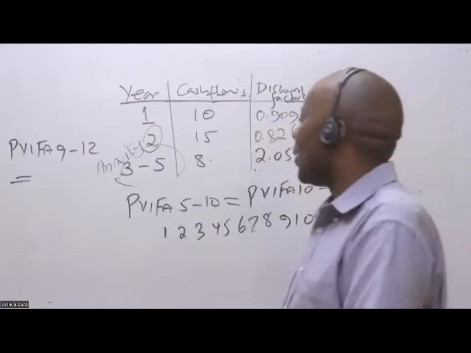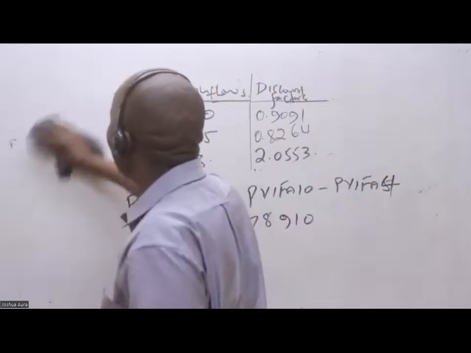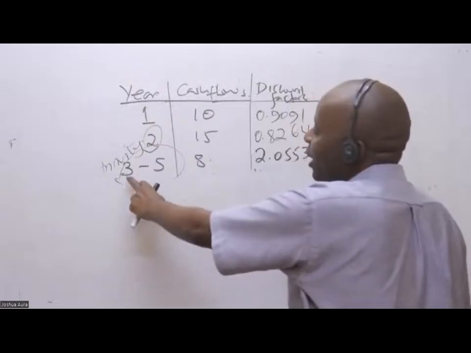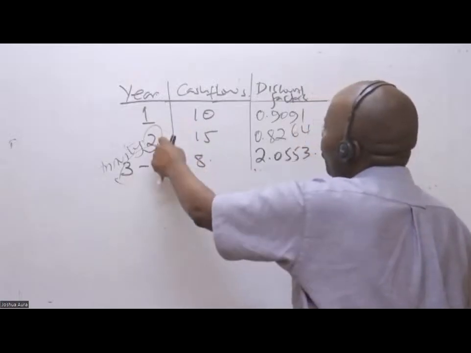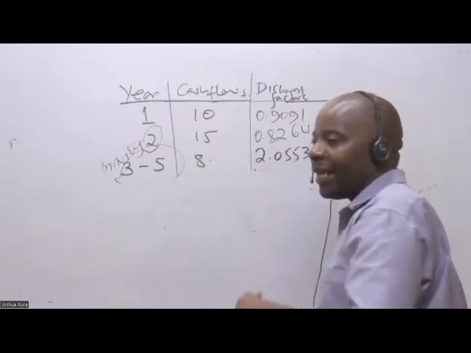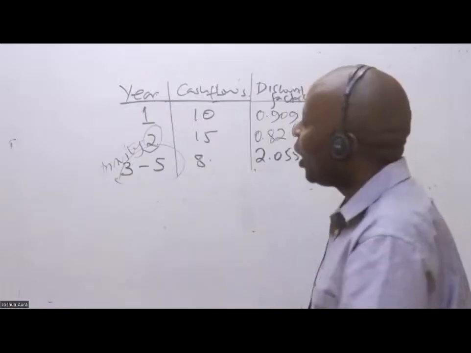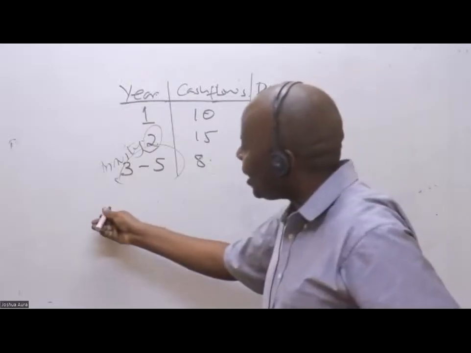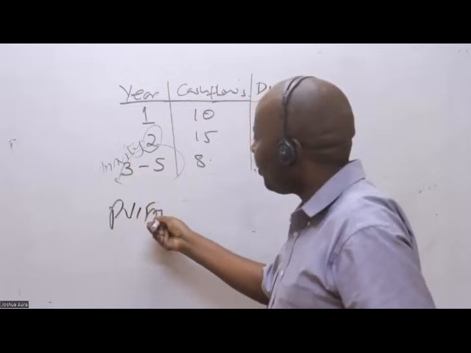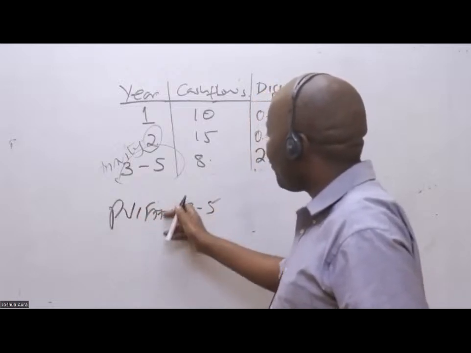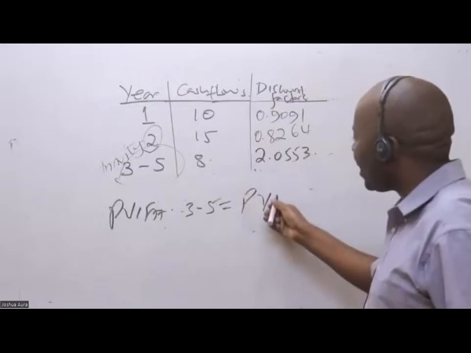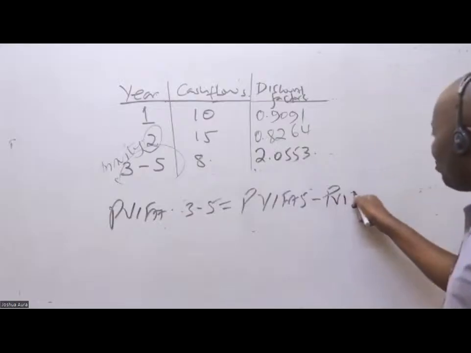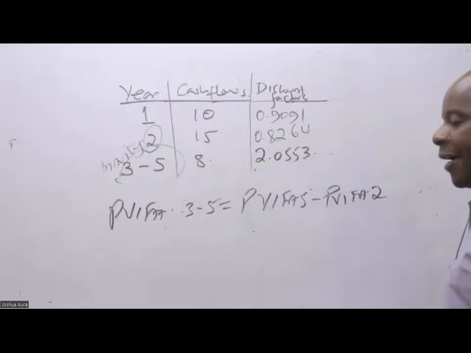Now, another student asked, in this particular case, why should we subtract PV for 2 when the first 2 are irregular? Ladies and gentlemen, remember, we are treating this in isolation. When somebody says it's PV for 3 to 5, I expand this by saying it's PV for 5 minus PV for unwanted, and the unwanted is 2.